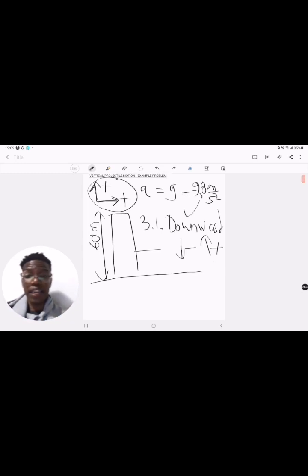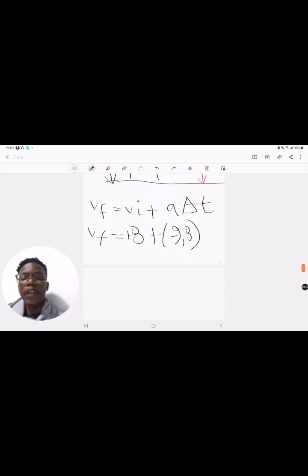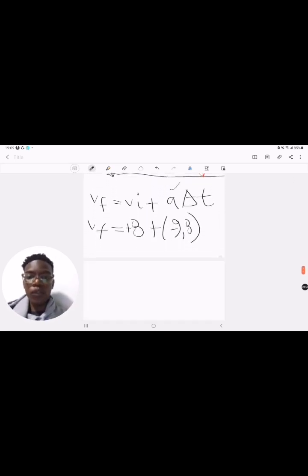Please use a negative sign. It's a vector. Use it. Do not forget it, otherwise your answer is going to be wrong. So now we've got our A, we've got our VI.